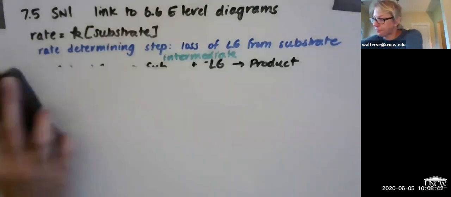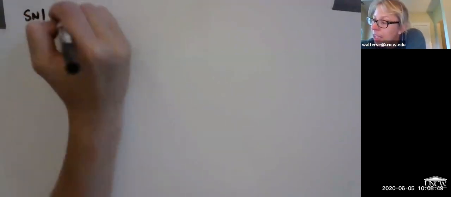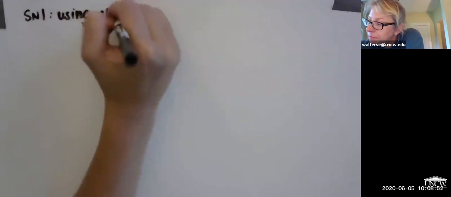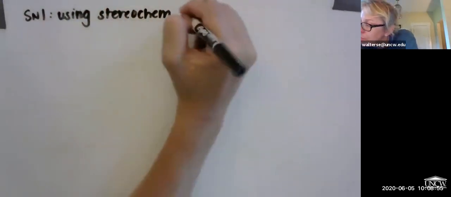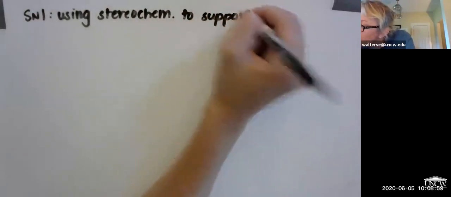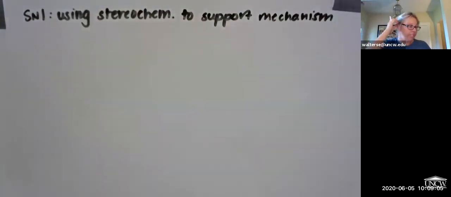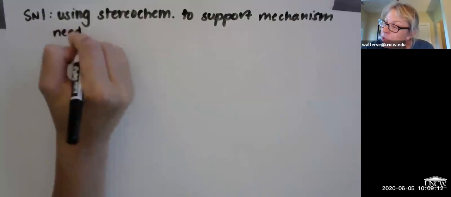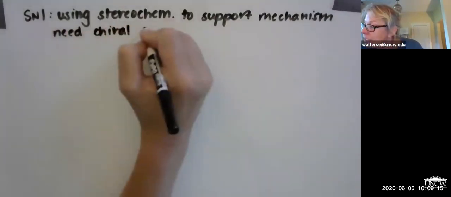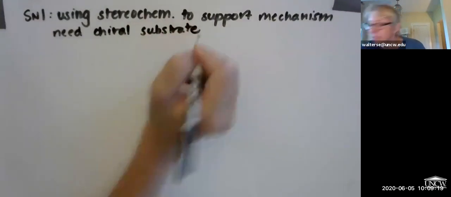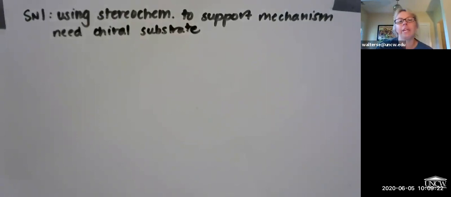Okay. So, SN1, using stereochemistry to support the mechanism. Okay, now if we're going to use stereochemistry to support the mechanism, we need a chiral substrate. The only way you can have a chiral substrate is if you use a secondary or a tertiary substrate.